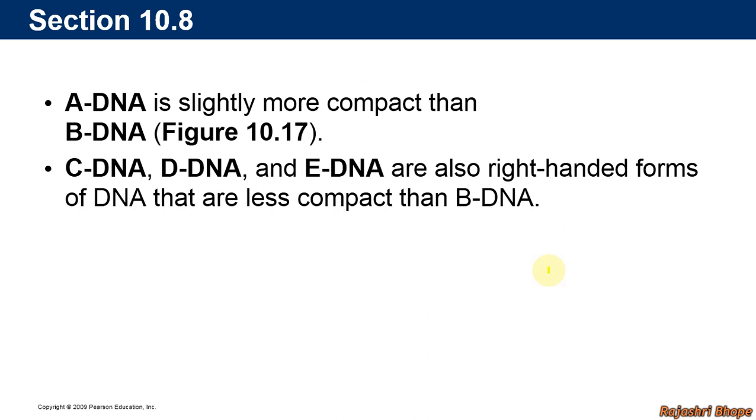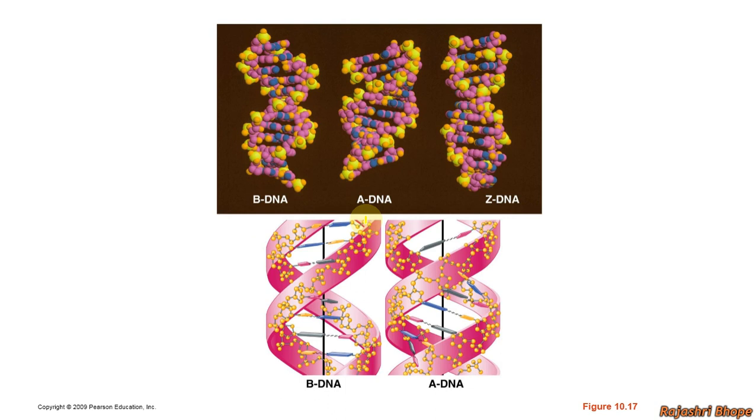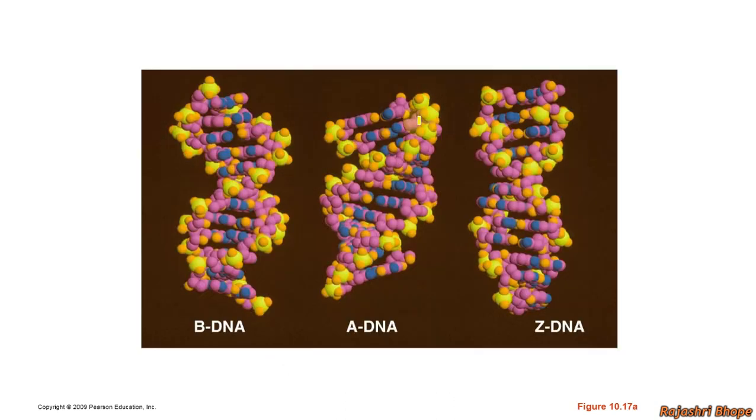aDNA is slightly more compact, flatter than B. C, D and eDNA are also right-handed forms of the DNA, less compact than bDNA. Here it is the bDNA, this is aDNA which is more flat and wider than the bDNA, and this one is zDNA which is the zigzag form of the DNA. Zigzag and left-handed.